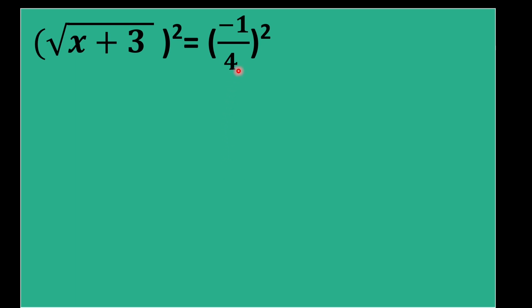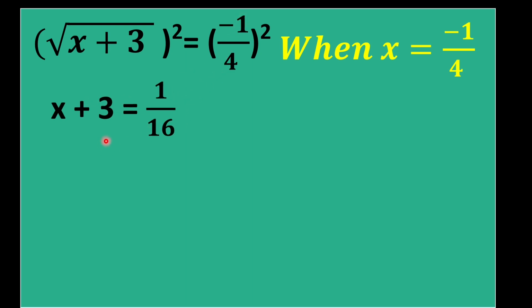And for the other value, we will put y equal to minus 1 divided by 4, as we have proved the second value of y was minus 1 divided by 4, and then we take square on both sides. After taking square, this square will cancel this square root, so this will become x plus 3 and this will become 1 divided by 16. So x plus 3 equal to 1 divided by 16.